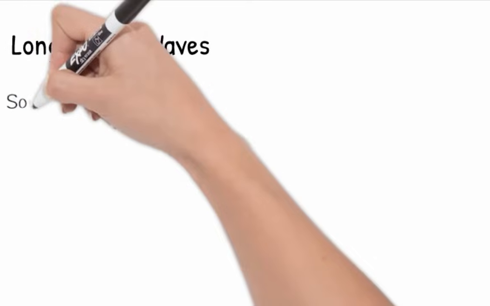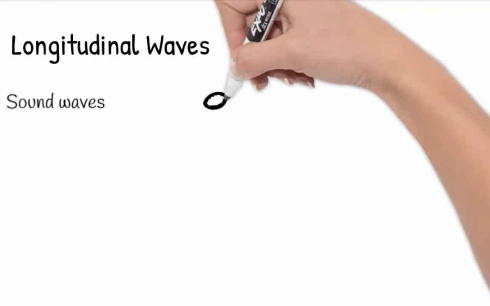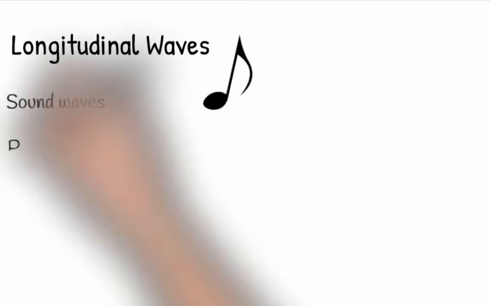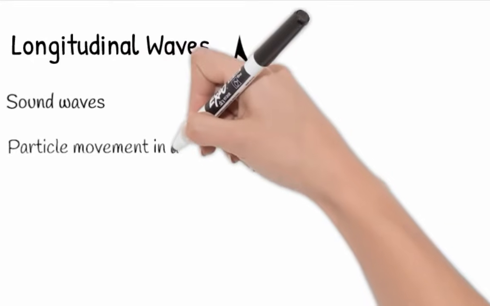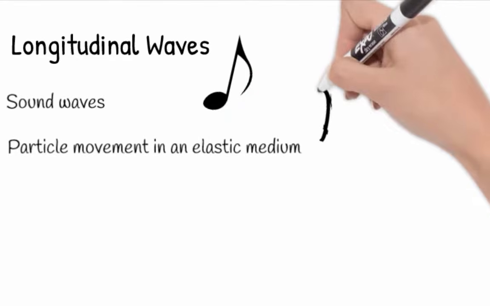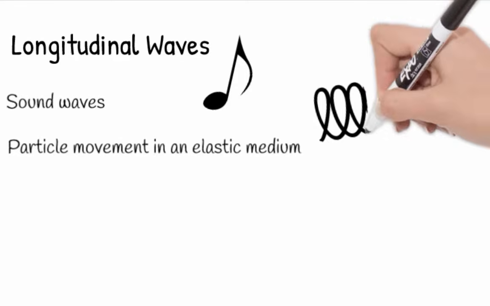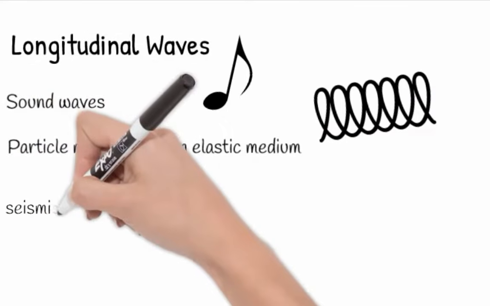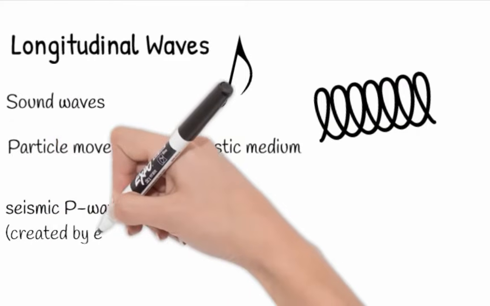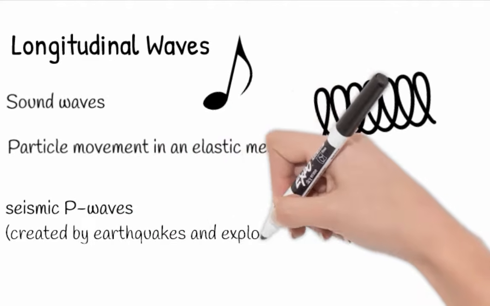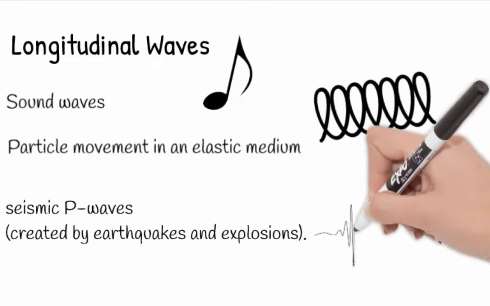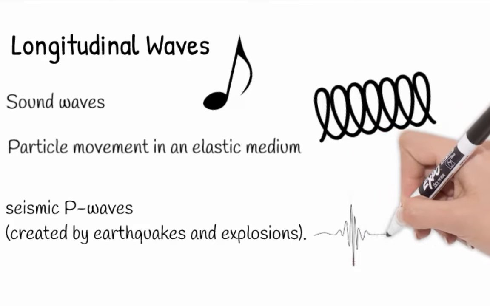Some examples of longitudinal waves are sound waves, which use the vibration of air or water in order for the sound to travel. Particle movement in an elastic medium, so things like an elastic band or a spring, because of the compressional component and the elastic part of that material, can produce longitudinal waves. And seismic P waves, which we see created by earthquakes or large explosions in the earth. So the way in which those waves move through the solid component of the earth is through seismic P waves, which are longitudinal waves.